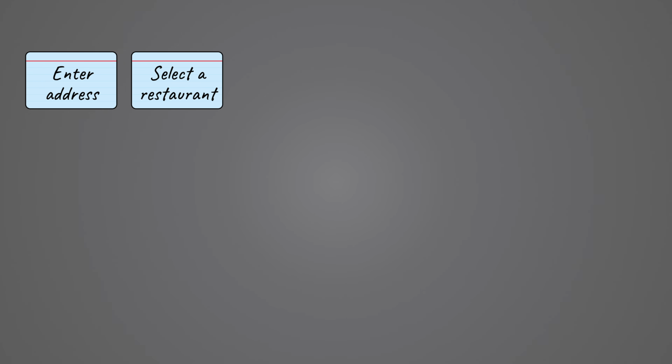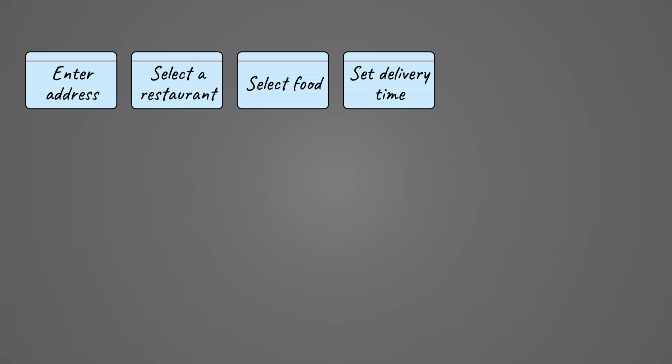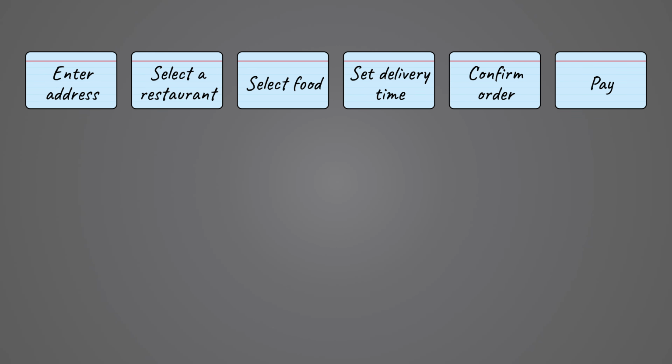After selecting a restaurant, a user will select the food they want delivered. I'll have the quesadilla. Then the user will set a delivery time, confirm the order, and finally pay. This top row of a story map is called the backbone. It defines the main flow through a map, and it's read horizontally by mentally inserting the word "then" between cards. So we read this map as first the user enters an address, then the user selects a restaurant, then selects food, then sets the delivery time, and so on.